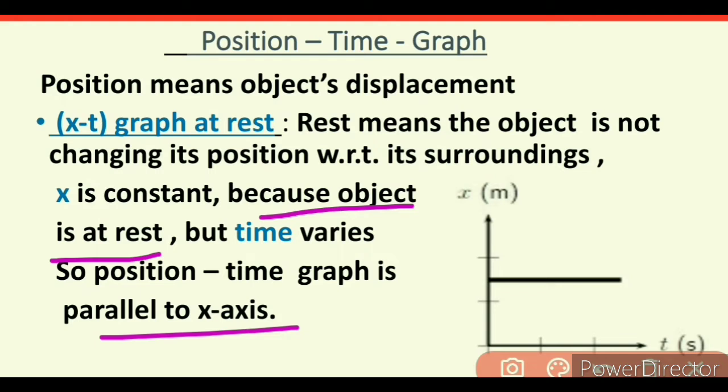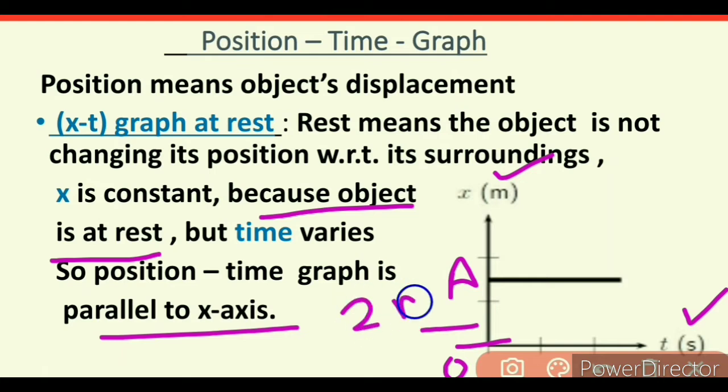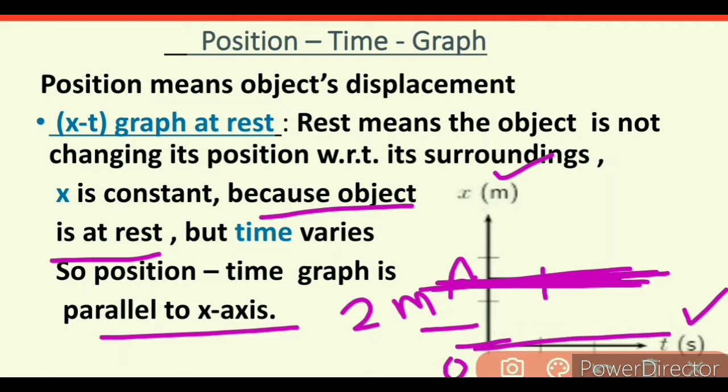In this graph, position is taken along the y-axis because it is the dependent variable, and time is taken along the x-axis, which is the independent variable. That is the origin, and that is point A. The object is placed at point A, 2 meters from the origin. At time 0 seconds the object is at this point. After 1 second the object is still at 2 meters. Time increases but the object doesn't change its position, so the position-time graph is parallel to the x-axis.